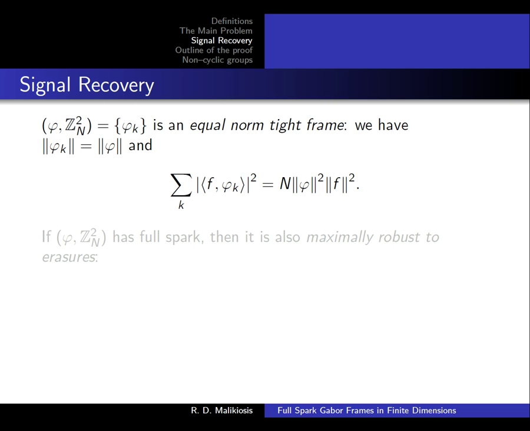Just a little bit about the signal recovery. This full spark Gabor frame is called a frame because it spans the whole space, but it has some other nice properties. It is equal norm, of course, because all these operators are unitary, so every vector here has the same norm. And it's also tight, so somehow it imitates the properties of an orthonormal basis. If you take the squares of the projections of f, you get a certain multiple of the L2 norm of f.